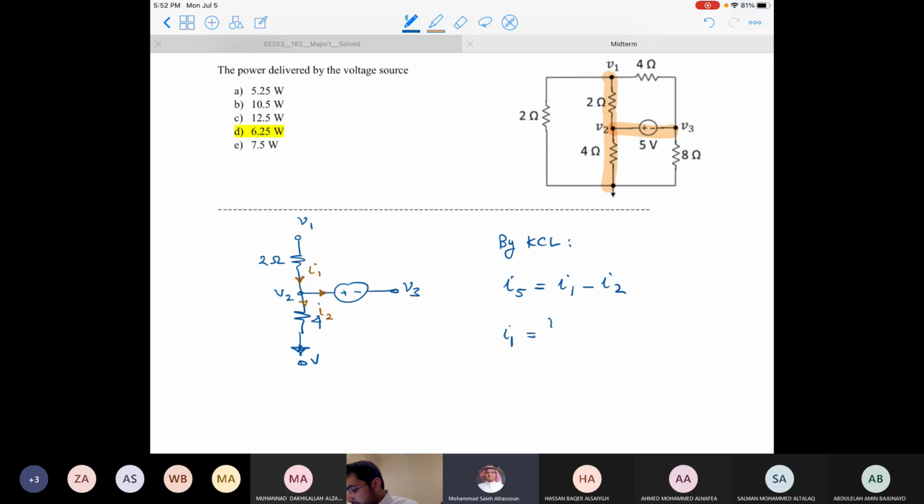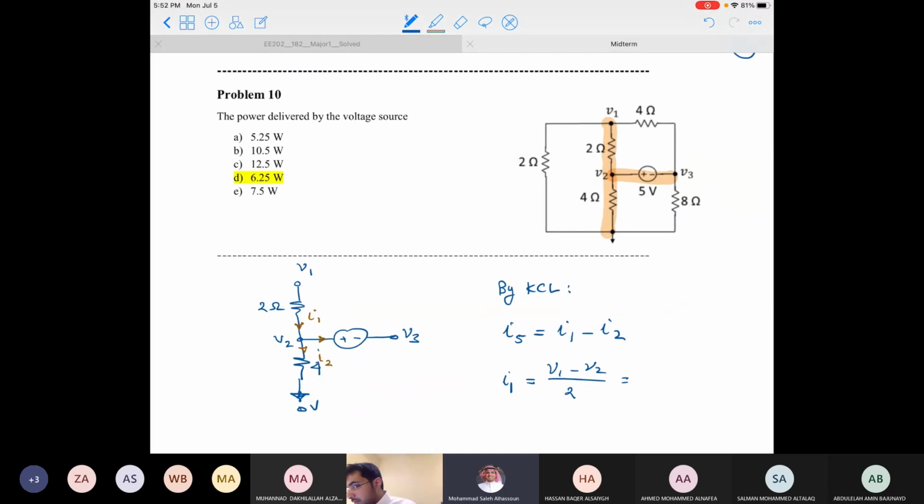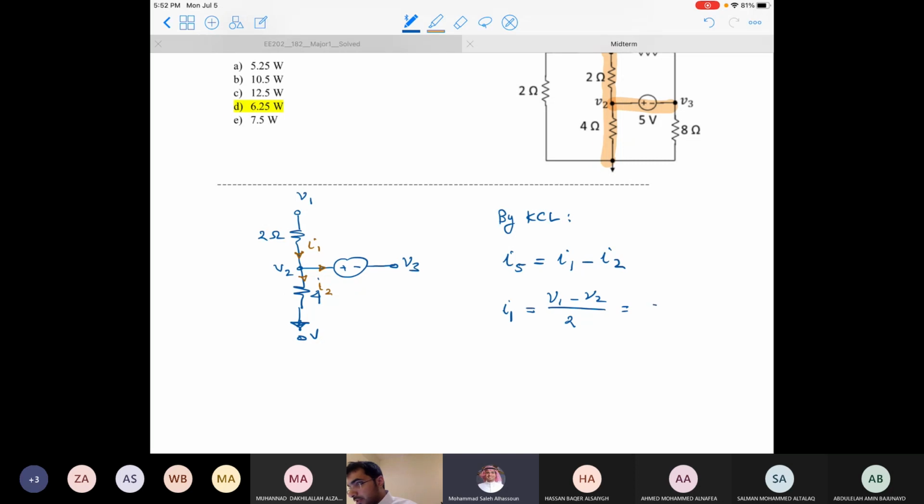I1 is actually V1 minus V2 divided by 2. So V1 is 0. V2 from the previous analysis was 1.67. So it's going to be 0 minus 1.67 divided by 2 amperes.